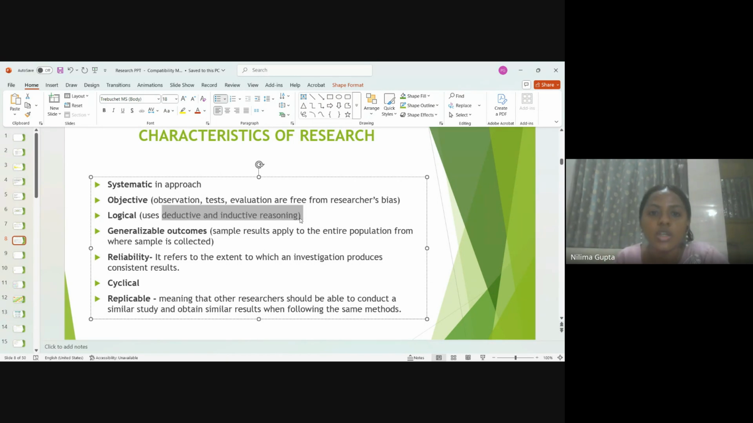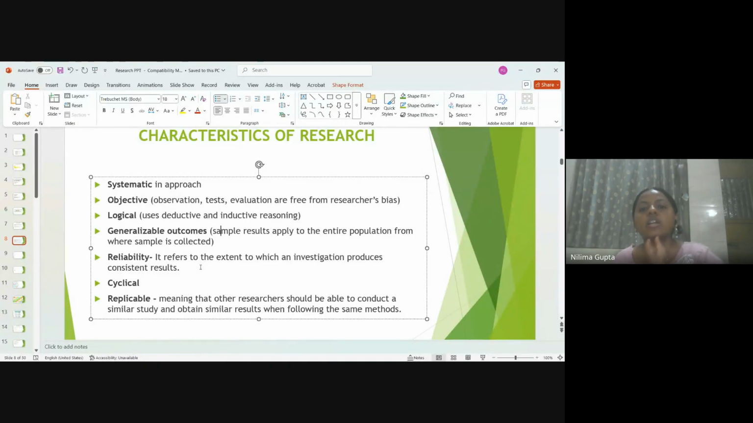But these are the two methods. In logical reasoning also, you might have studied about inductive method and deductive method. Next is generalized outcome. Whenever we do a research, it has generalized outcome. For example, sample results apply to the entire population whenever we do certain kind of research. And then reliability, it refers to the extent to which an investigation produces consistent results.